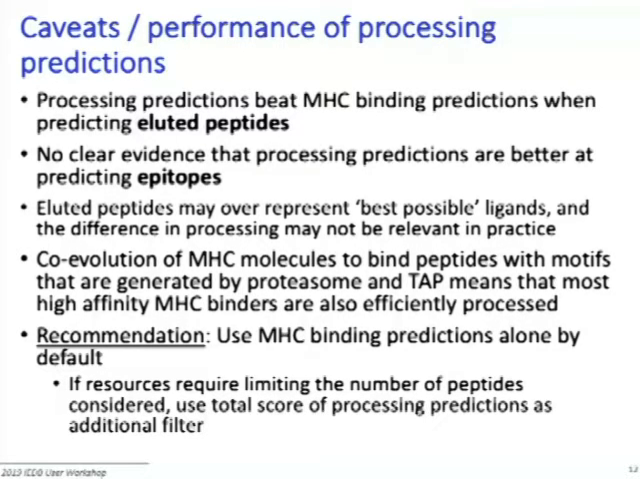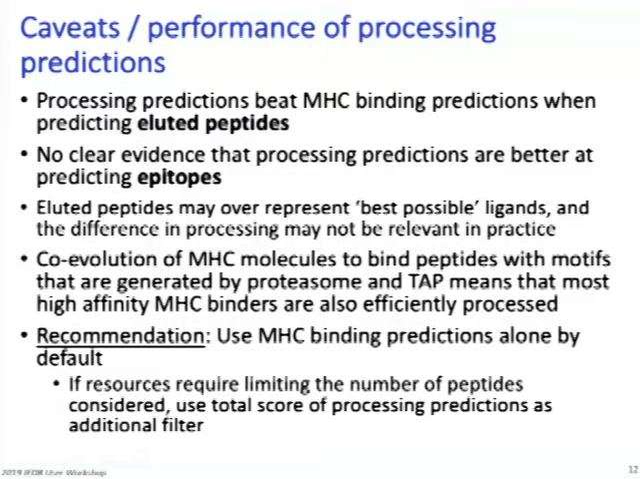But when we try to see how much better this predicts T-cell epitopes, we don't see a clear advantage. One of the reasons might be that the eluted peptides you get in mass spec tend to be the tip of the iceberg. They tend to be the most abundant, best-made ligands, and that might be why we see an impact there and not so much on the T-cell epitope side.